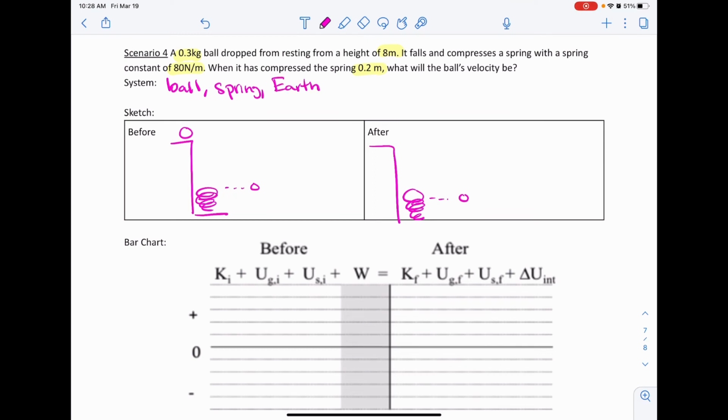Okay. Now let's make a list of what we're given. We know the mass of the ball is 0.3 kilograms. We know its original height is 8 meters. And we know the spring constant here is 80 newtons per meter. And it compresses 0.2 meters, and we don't know the velocity.